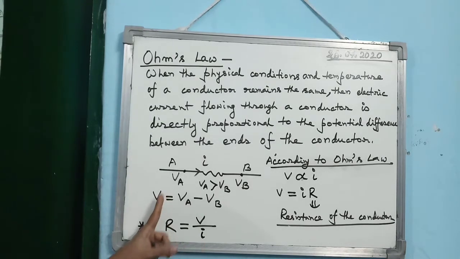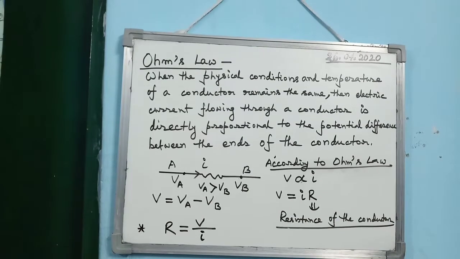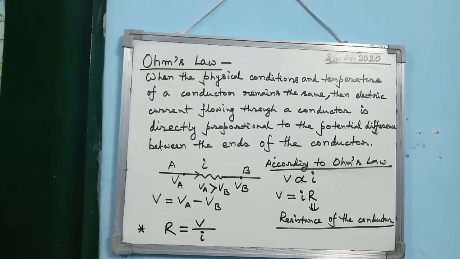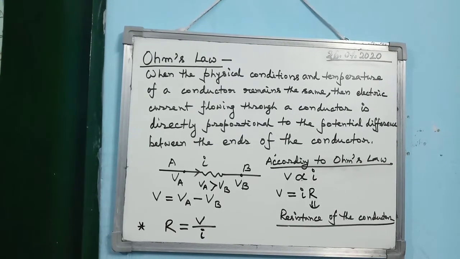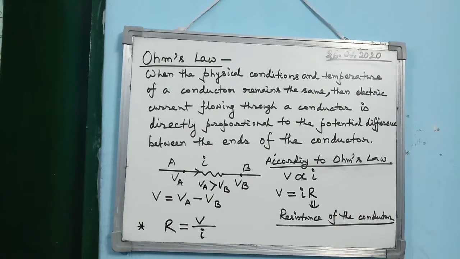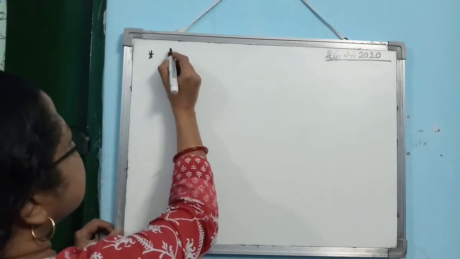Here I have already written that V is equal to VA minus VB. So what does V represent here? V is the potential difference. So one can write that resistance is potential difference by current. Now you must learn the statement of Ohm's law and this mathematical relation also, along with the diagram. So mathematically also you have got the concept of resistance.